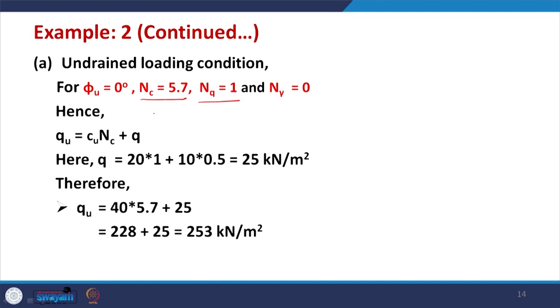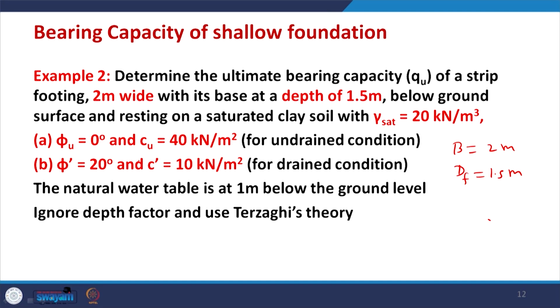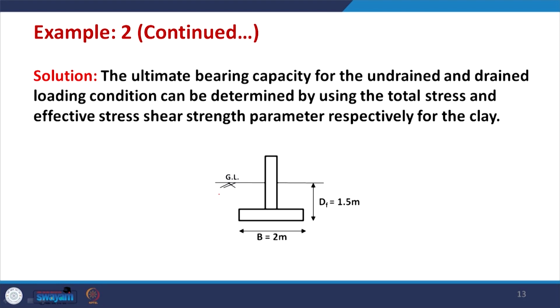So, Cu is given as 20, Nc is as above, and first, what is Q? Q is the surcharge coming from the top, which is a total of 1.5 meter. But out of the 1.5 meter, the location of the water table is given to you. The natural water table is written here at 1 meter below the ground level, so we should not miss this. Below the ground level the total depth is 1.5 meter.